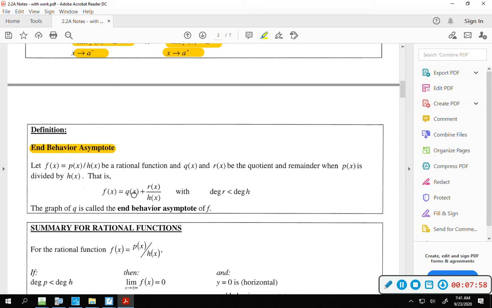But now this q of x could be quadratic. It could be cubic. If the degree in the numerator of f is 2 degrees larger than the denominator, then we'll end up with a quadratic end behavior model. If the degree in the numerator is 3 degrees larger than the degree in the denominator, if this is a quartic over a linear, we'll end up with a cubic end behavior model. Okay?